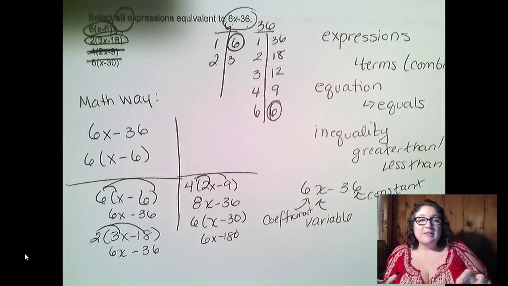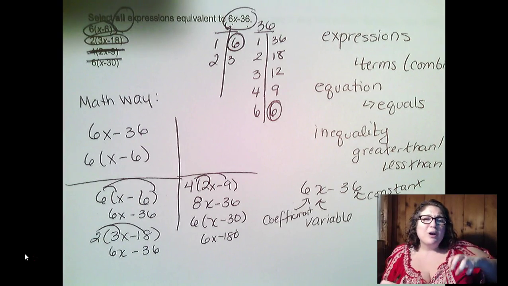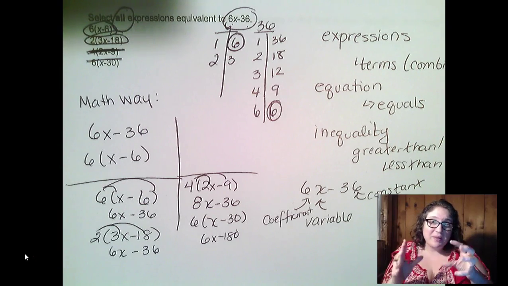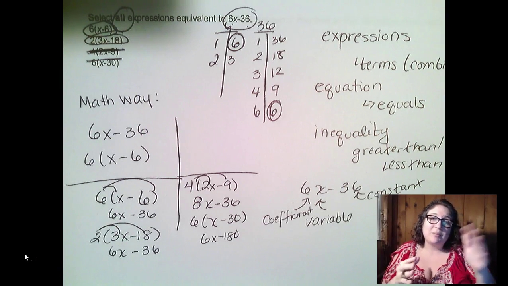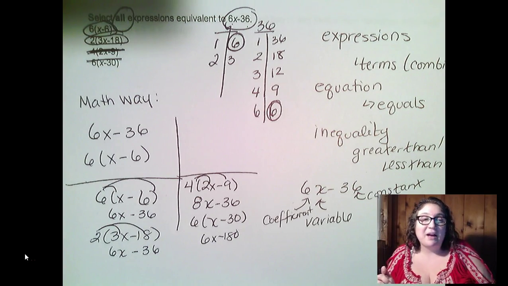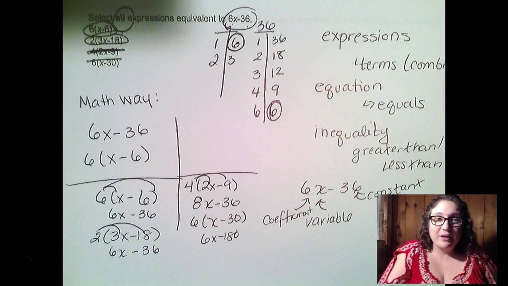Okay, so that's like the pre-algebra way to do it. We look at the term or the coefficient that's outside the parentheses. We can either factor it or we can distribute the number and solve. I'm going to give you my math hack way. Okay, here's the math hack way.